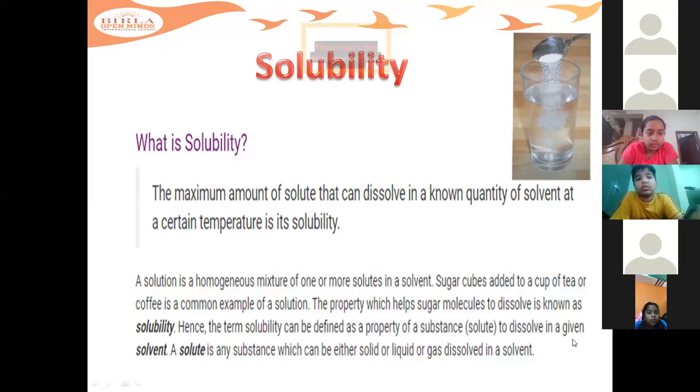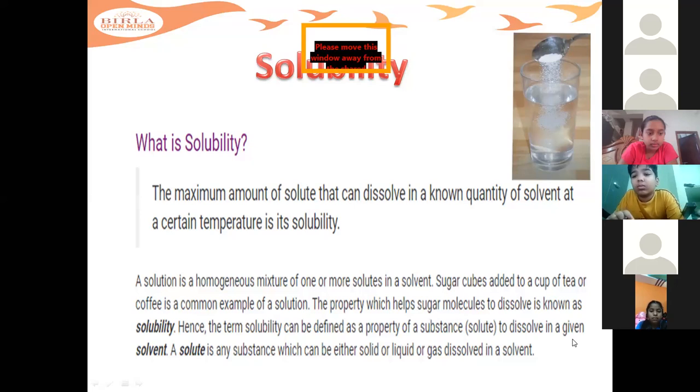So here solubility is the property of a solid, liquid or gas, any chemical substance, which is called the solute, which is mixing. We are mixing it in the water, and it is dissolved completely. It is called solubility. When it is dissolved completely, it is not visible to us. It is clear. Now water is clear after adding the solute. It is called solubility.